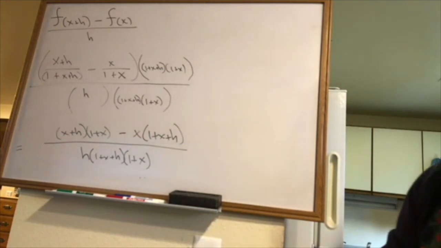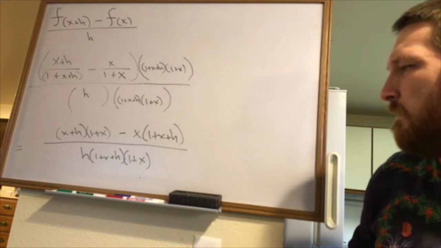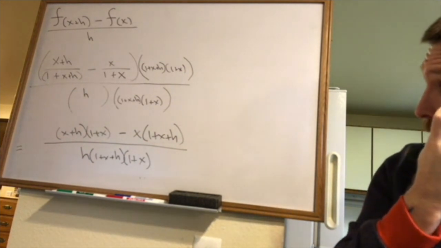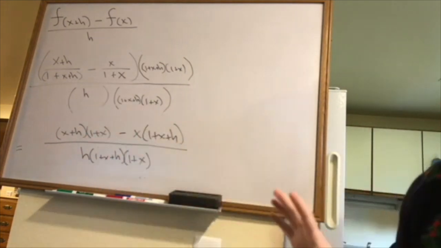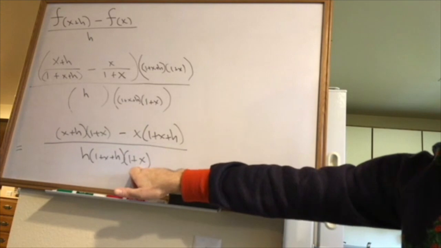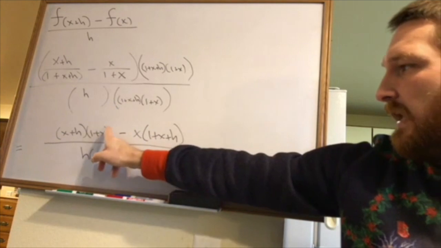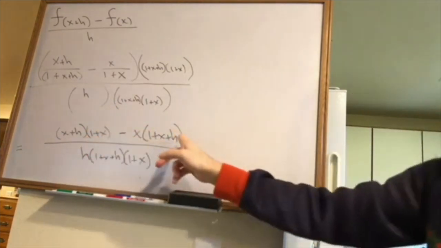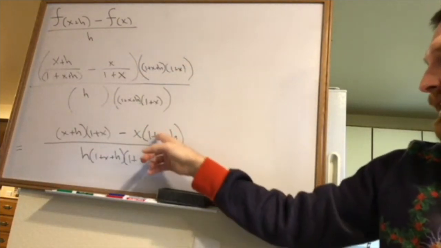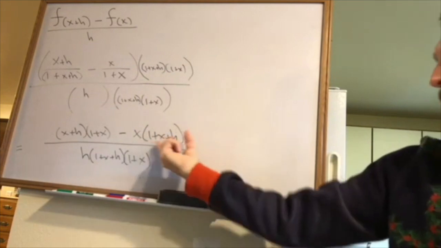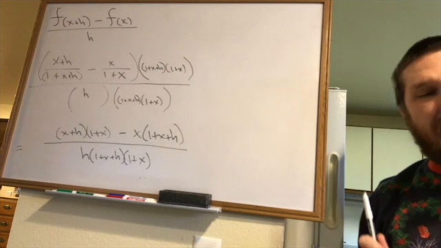Where do you want to go from here? Now can you start canceling? Well, can we? If anything cancels, it's going to be either a 1 plus x, a 1 plus x plus h, or an h. Here I have 1 plus x, but not over here. I can't factor it out and cancel it. Here I have this guy, but I can't cancel him with that because he's not here. I can't factor it out. So we're at a point now where we're kind of at a deadlock.